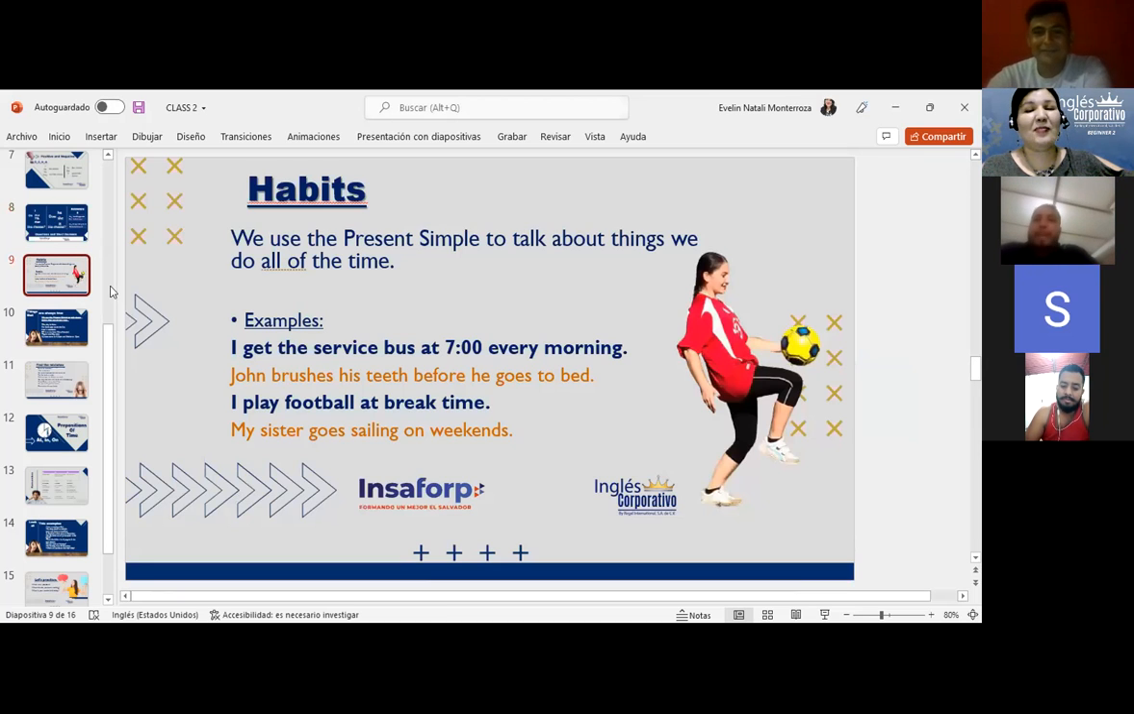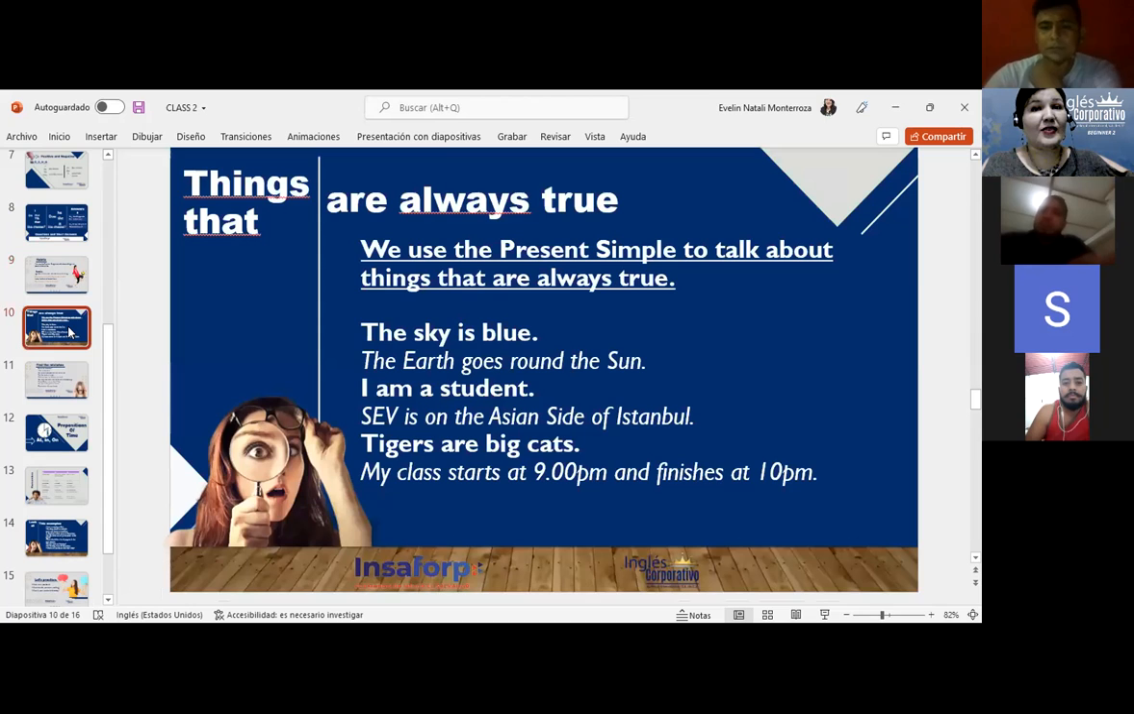Remember that we use simple present to talk about habits or things that we do every single day. I get the bus at 7. I brush my teeth, I play football, I go to work, right? Habits, activities that you do every single day. So that is the way we use the forms of the simple present.